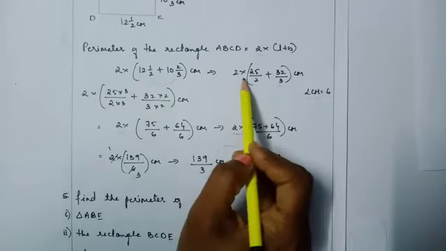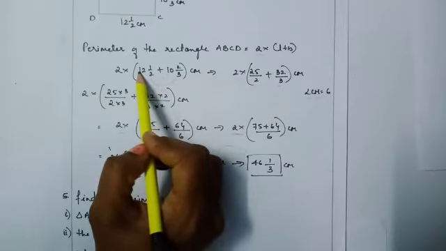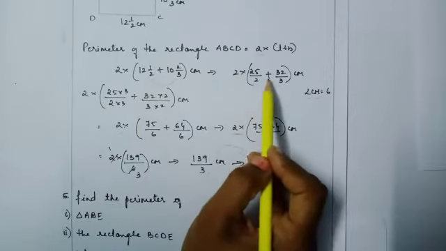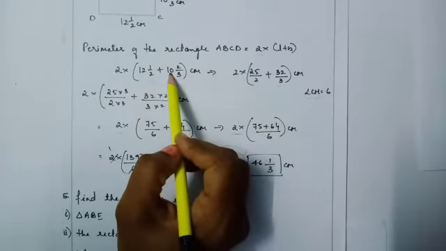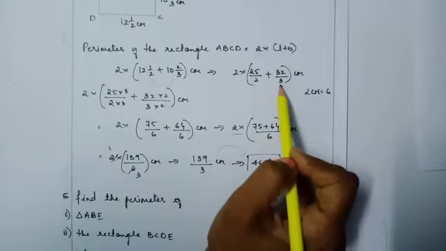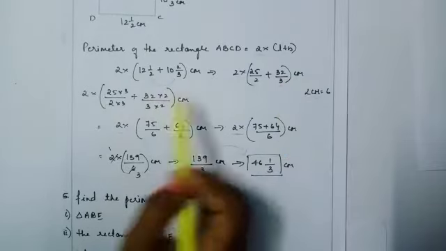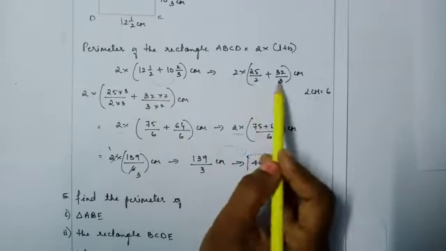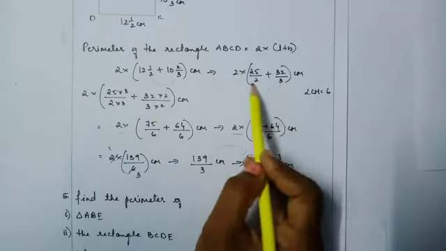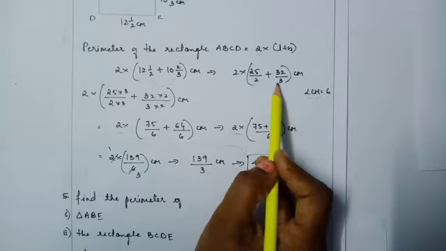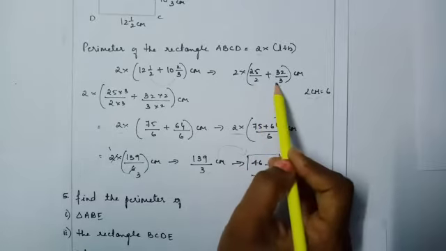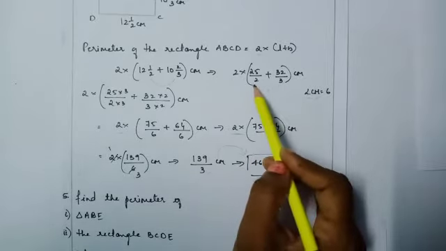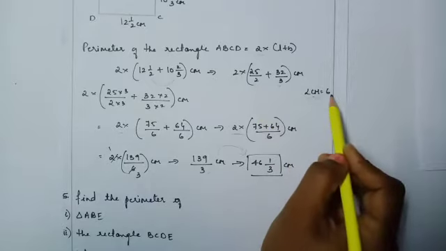2 into, 2 12s are 24 plus 1, 25 by 2, plus 3 10s are 30 plus 2, 32 by 3 centimeters. In the next step, 2 into as it is. So we are supposed to add these two fractions, right? But the denominators are different, so we can't add directly. So let us take this 2 and 3 out and find the LCM for 2 and 3. So the LCM is 6.